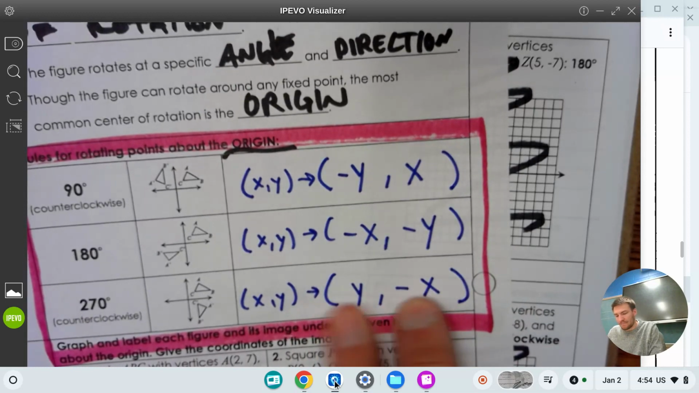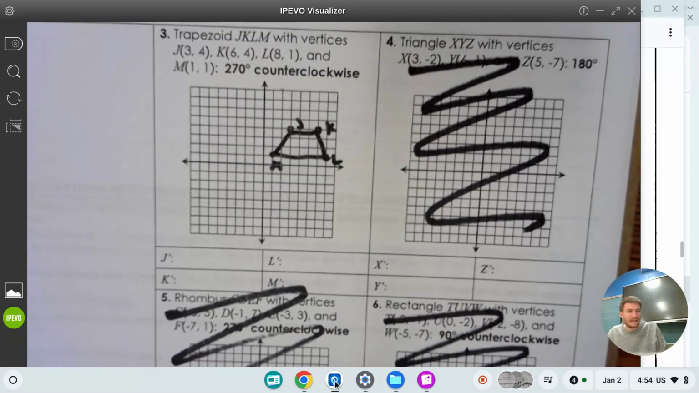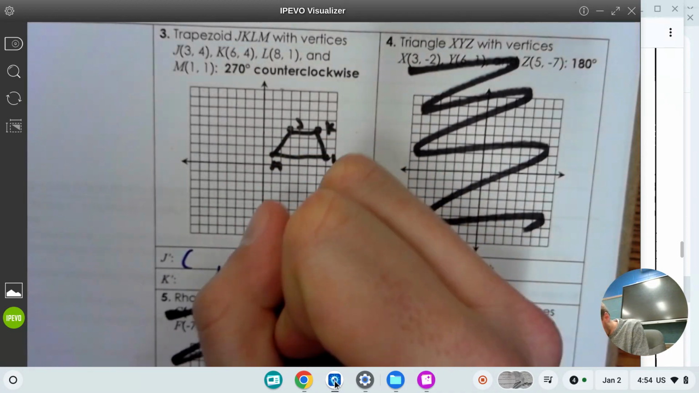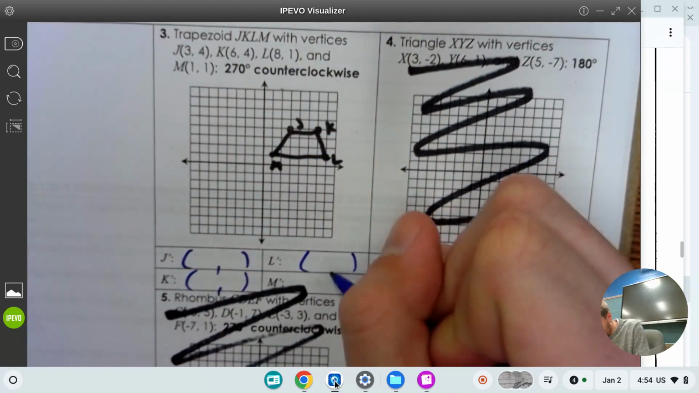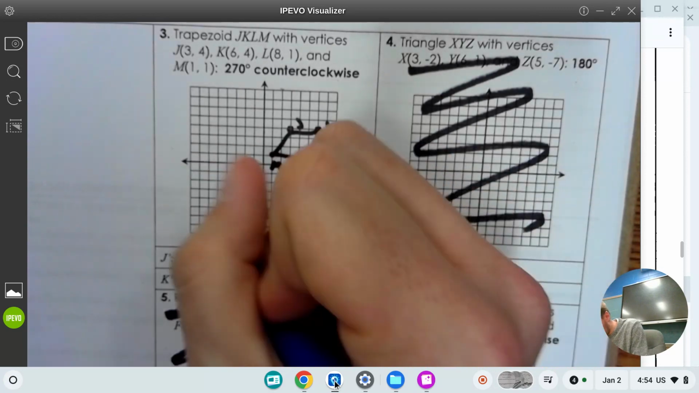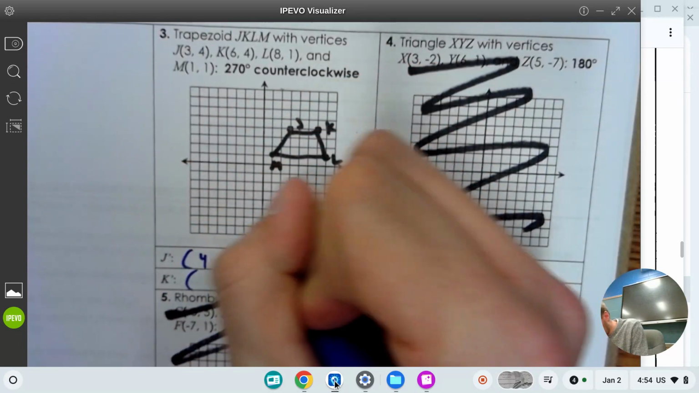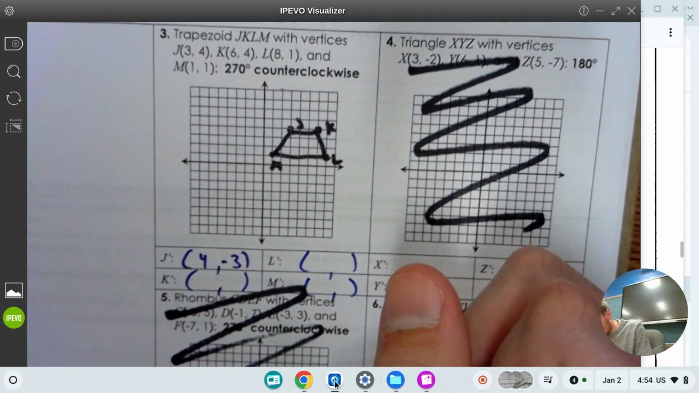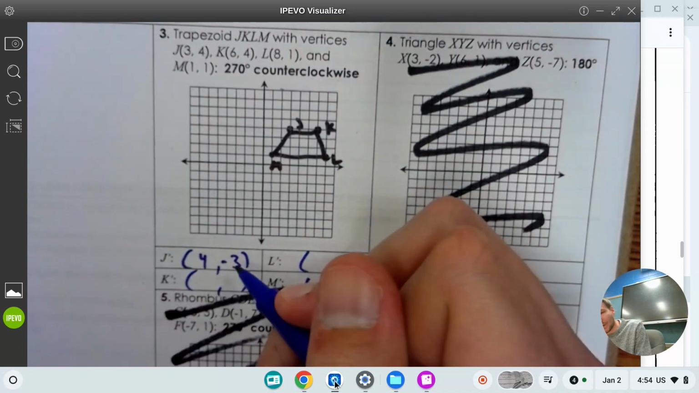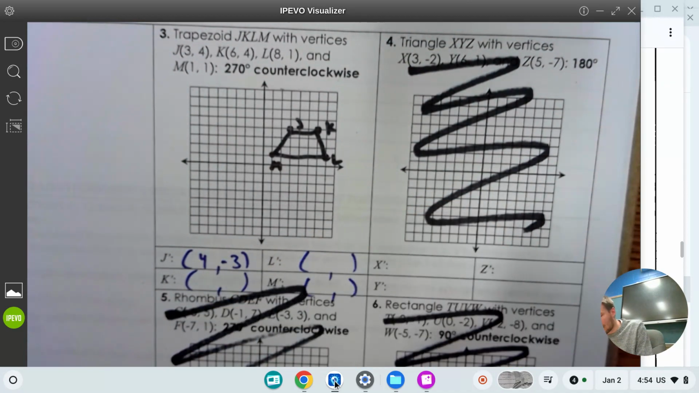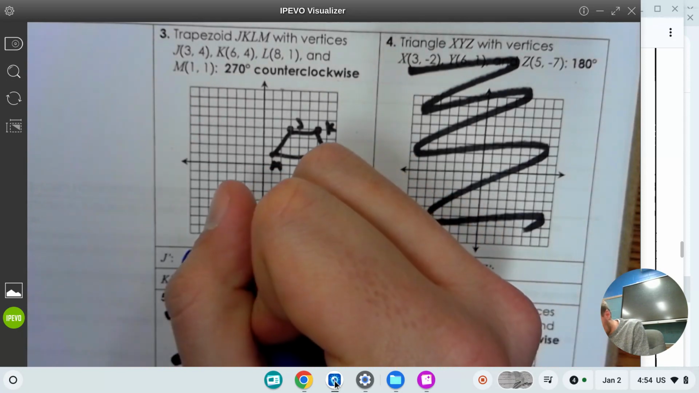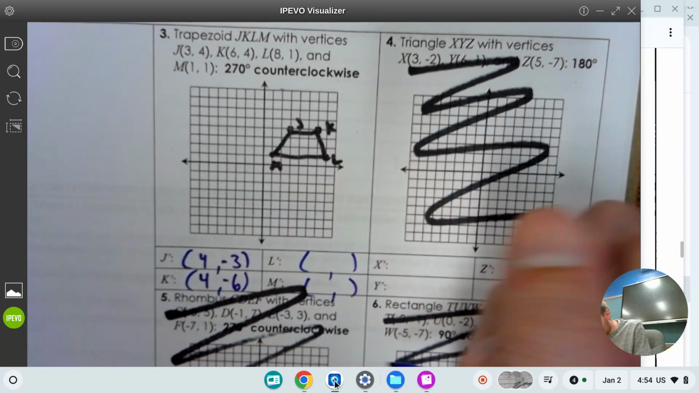I'm gonna switch them and I'm gonna make this X negative. All right, I can do that. I'm gonna switch them. 3, 4 is gonna be 4, 3. Make this one negative. The Y term that used to be the X term is now gonna be negative. 6, 4, backwards. 4, 6, put a negative on there.